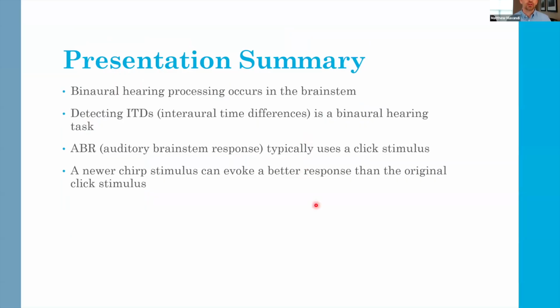So today I want to teach you that binaural hearing processing occurs within the brainstem. Detecting interaural time differences is a binaural hearing task. ABR, or auditory brainstem response, typically uses a click stimulus, and a newer chirp stimulus can evoke a better response than the original click stimulus.